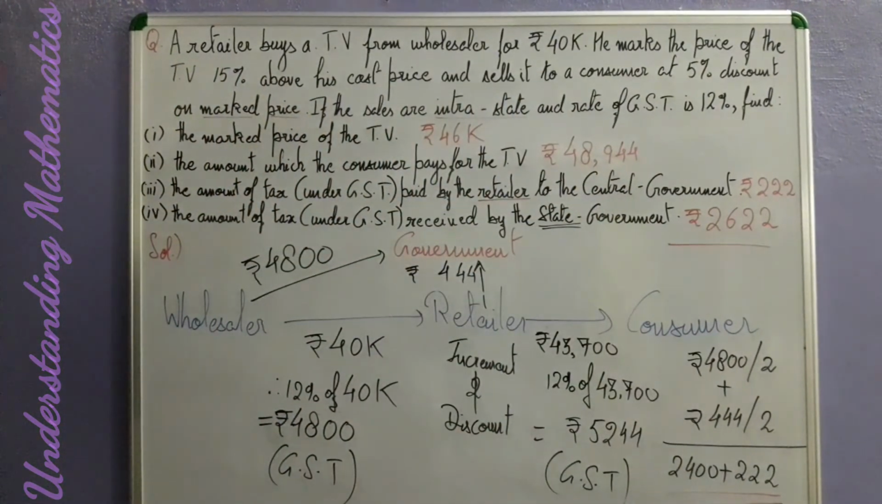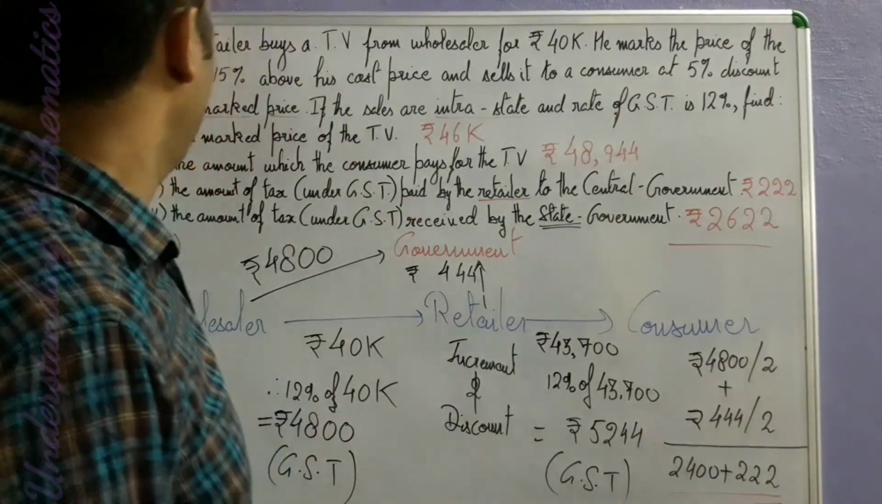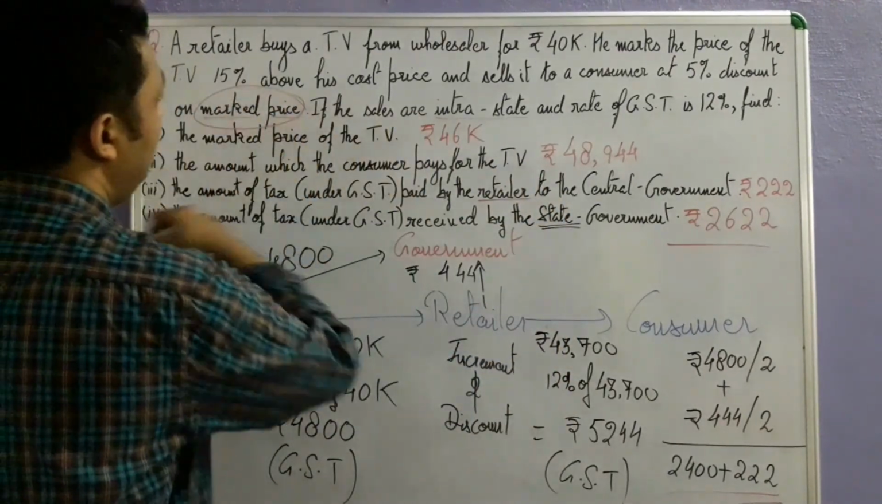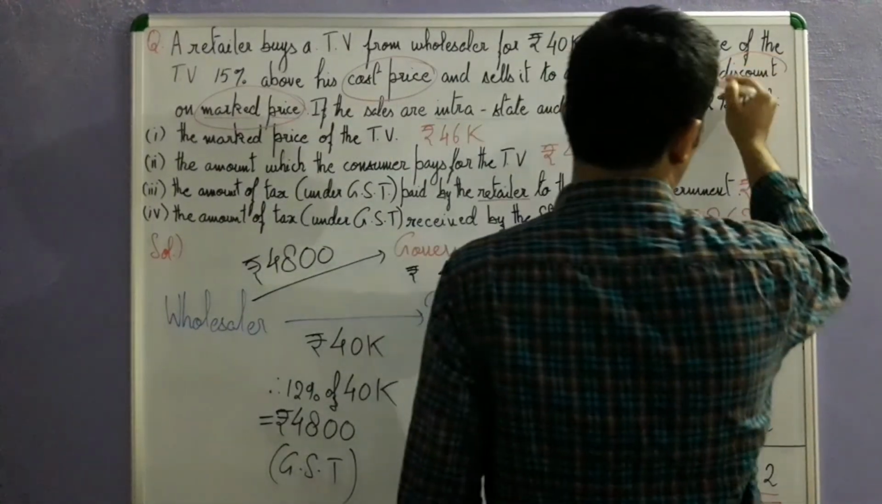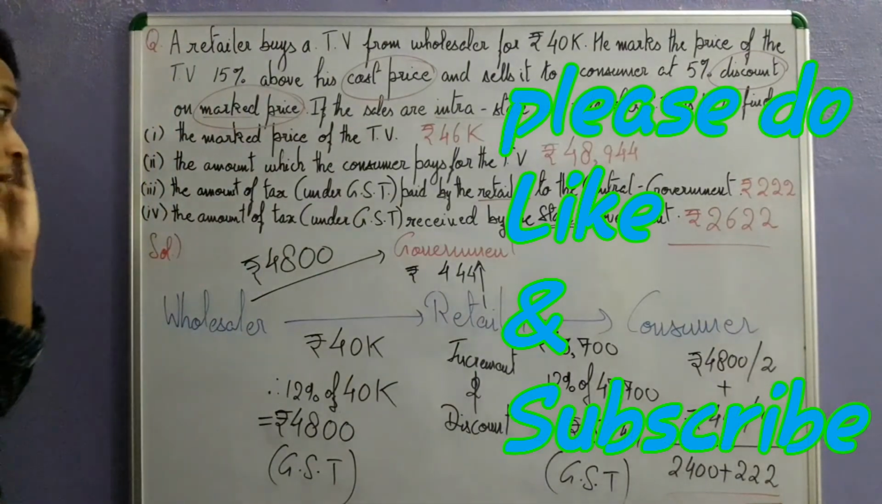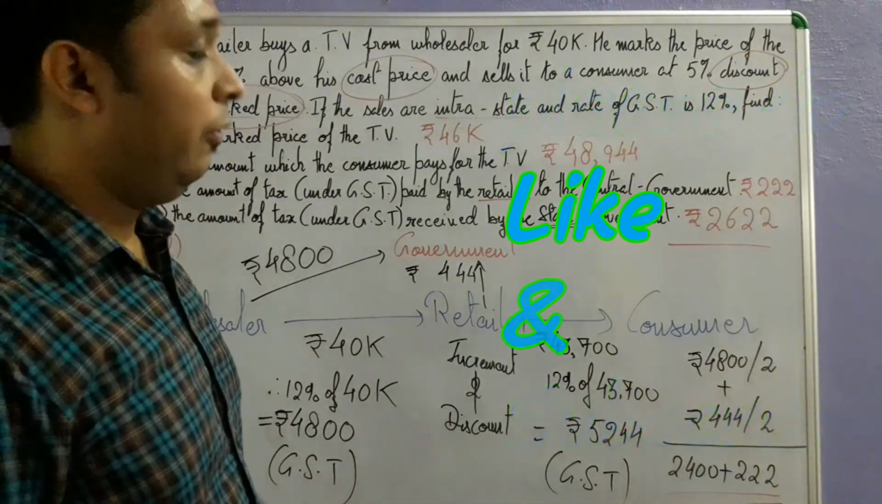So this was another type of question on intrastate sale, plus we have discussed the marked price here, and we have talked about the cost price also, and also the discount. So these were the three new things that were in the same question. So in the next video I will be taking a question of a different type.